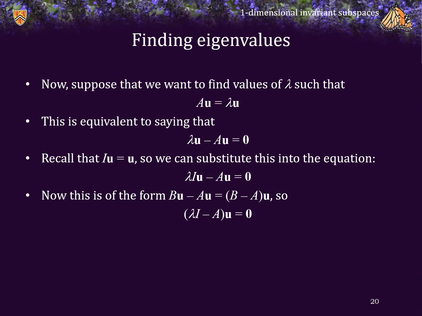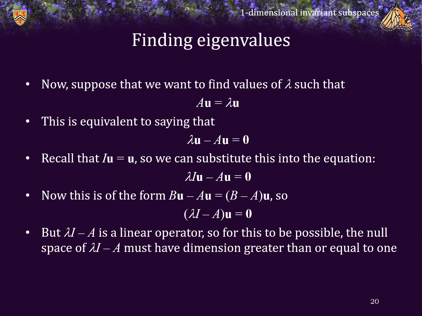So in this case in particular, we have lambda times the identity operator minus the operator A, all applied to U, is equal to the 0 vector. But lambda times the identity minus A is a linear operator. So for this to be possible, the null space of lambda times I minus A must have dimension greater than or equal to 1.